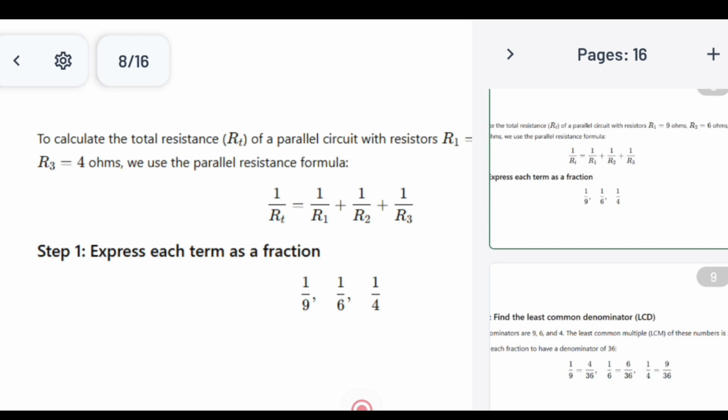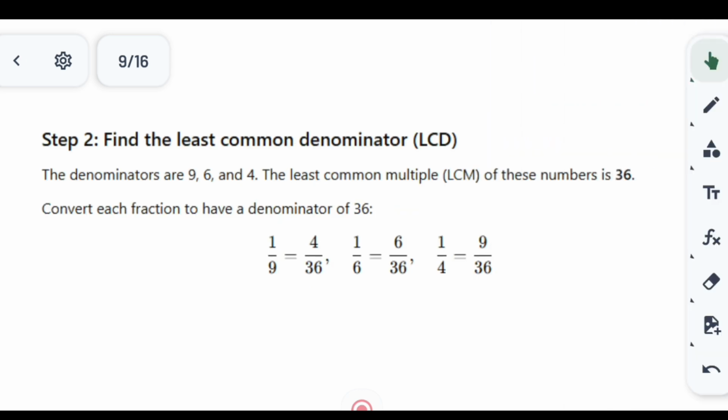Now, for you to solve that, you have to find the least common denominator. The denominators are 9, 6, and 4. The least common multiple of these numbers is 36. Again, the LCM is 36. Now, you have to convert each fraction to have a denominator of 36.